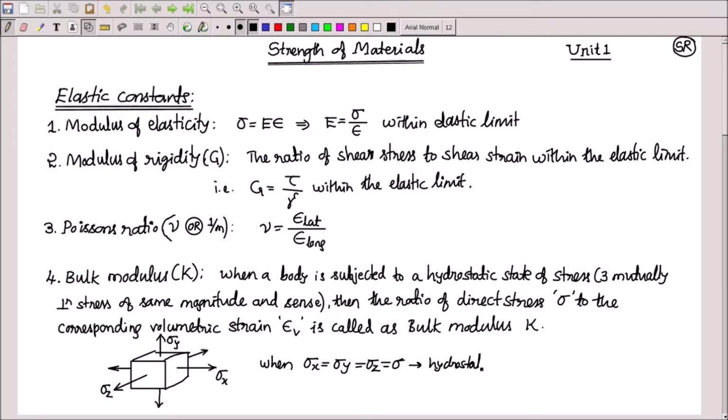Normally in fluids, at any point, if you take a small cuboidal volume of the fluid, it is subjected to this kind of state of stress. So in this case, K is defined as sigma divided by epsilon V. Epsilon V is volumetric strain. This is the definition of bulk modulus.